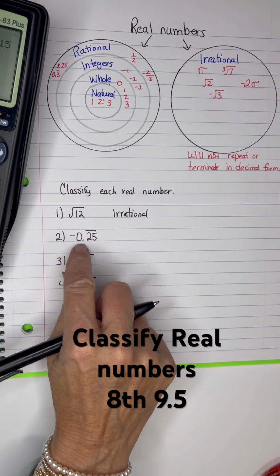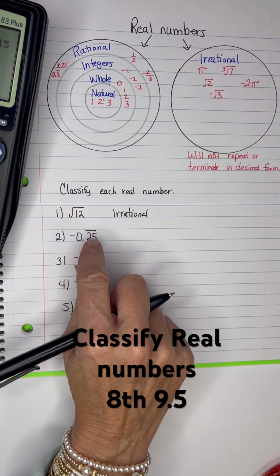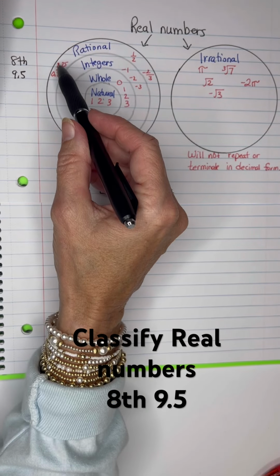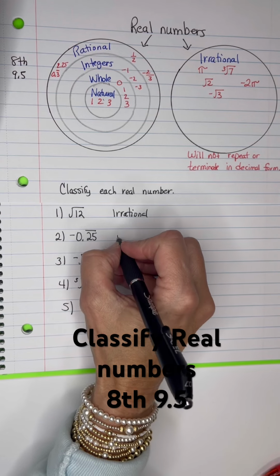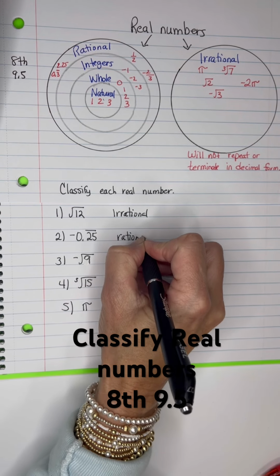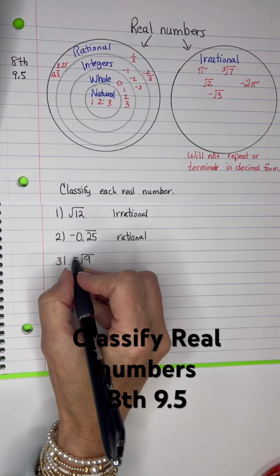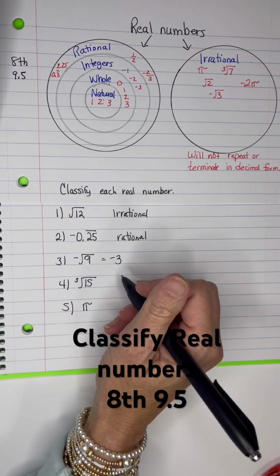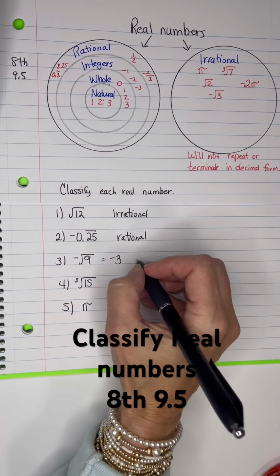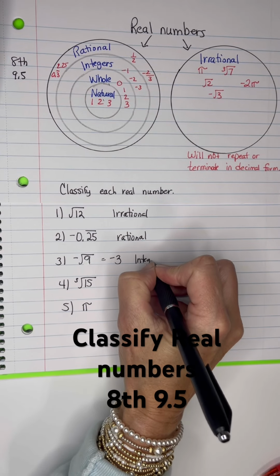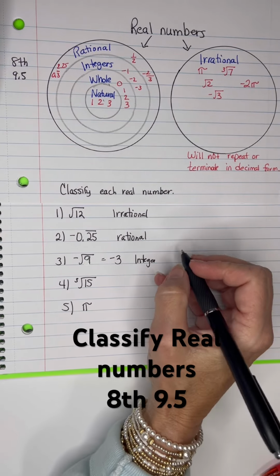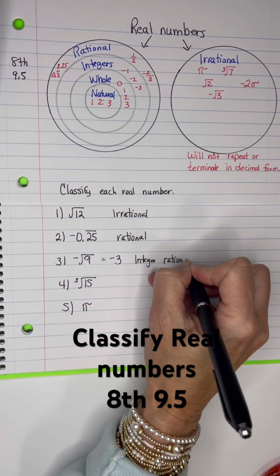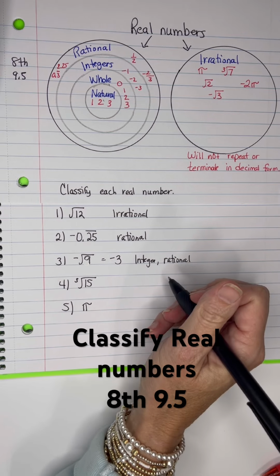Okay, negative 0.25 with a hat over the 25, it means 0.25, 25. So it's kind of one of these repeating ones. So he is just rational. All right. The negative square root of 9, well, that ends up being -3. And -3 would be an integer. And if he's an integer, then he is also going to be rational. So he has 2 classifications on that one.